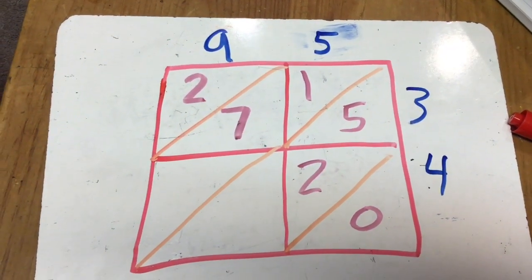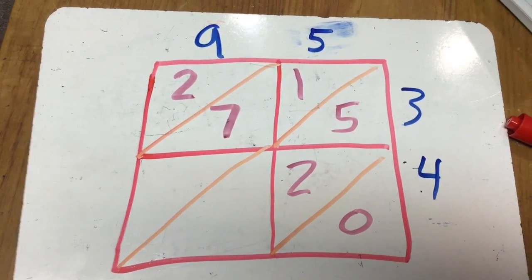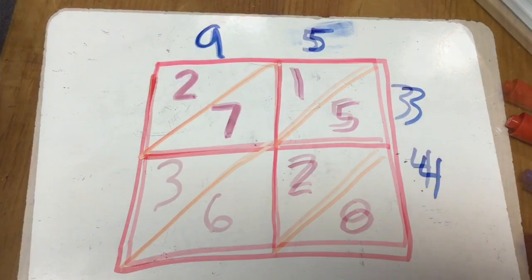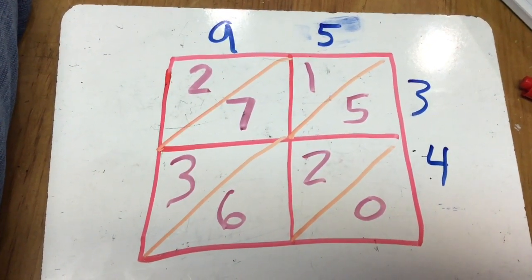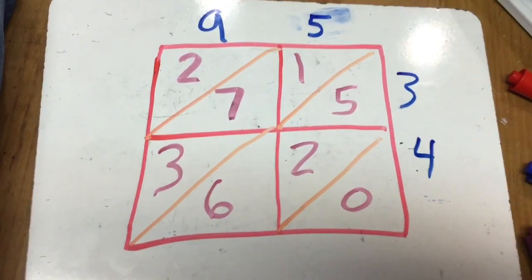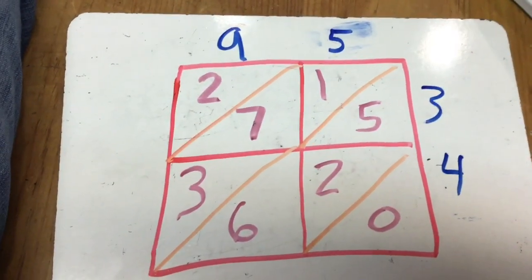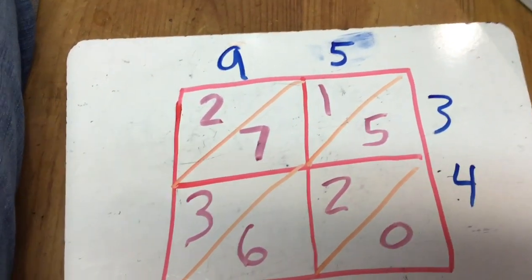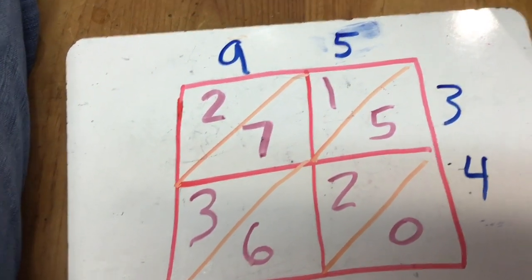4 times 5 is 20. I put 20 right there. Next, what's 4 times 9? I think I know. 4 times 9 is 36. And there it is. Now, I'm actually done with the multiplication part. What I need to do now is add up each row. Remember, there's 4 rows. So let's just make sure we can identify those rows.